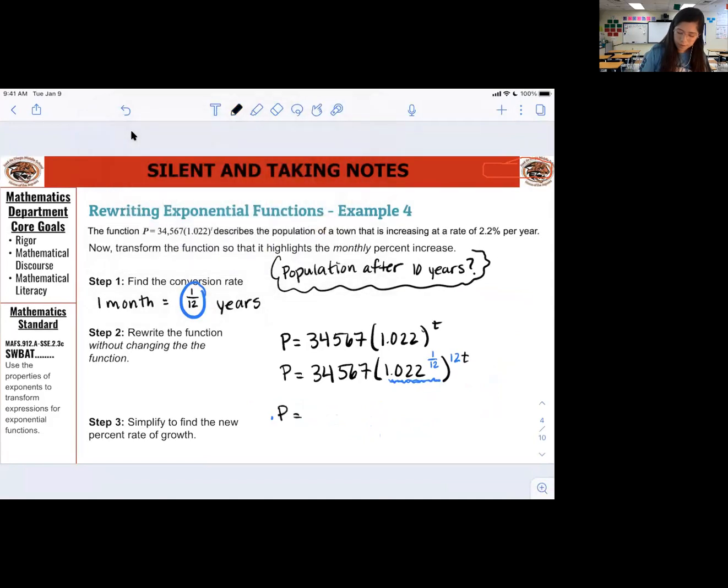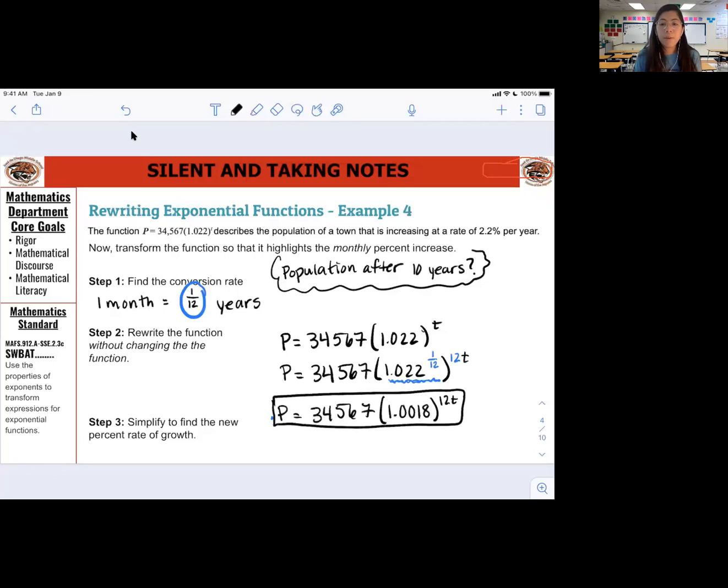So P equals 3,4567 times 1.0018 to the power of 12t. Okay. Now, I want to answer a question. Somebody asked me, how come the 12 wasn't the exponent? Why did I put 1 over 12 inside the parentheses rather than the other way around?